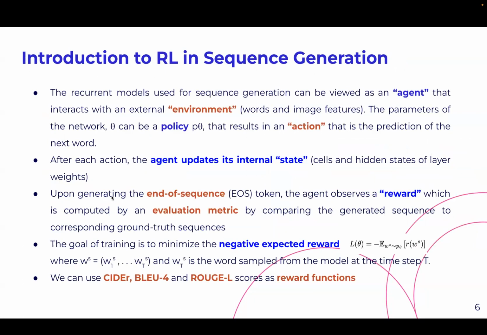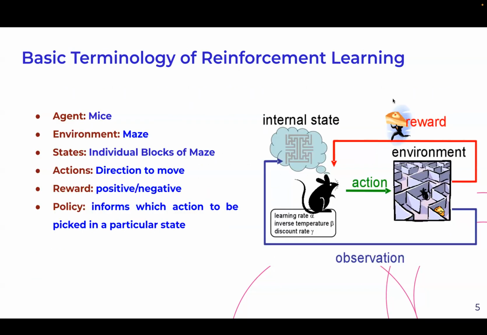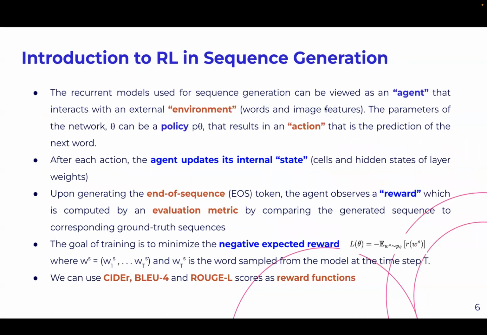Introduction to reinforcement learning in sequence generation. Here, the recurrent models that we use for sequence generation can be viewed as the agent. So the agent is similar to what the mice is doing. Here the agent is the LSTM model, and to the LSTM model we are giving the image and word features as the input. So you can regard the environment, which was the maze in the previous slide, as the words and image features.